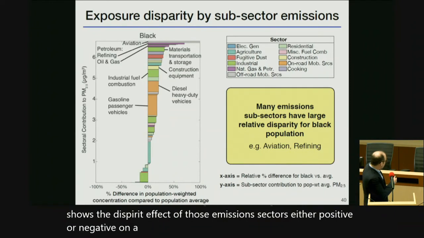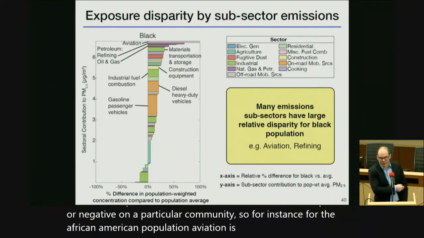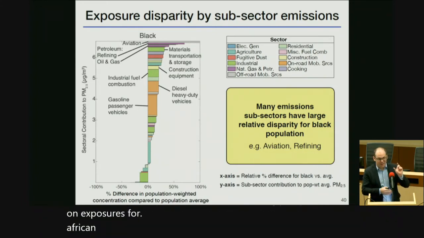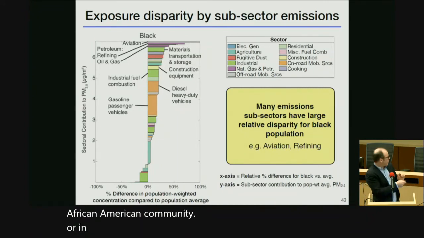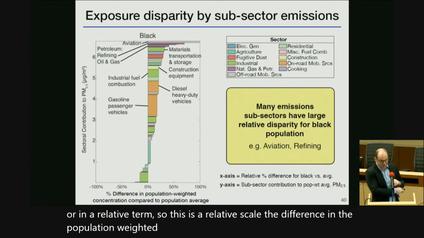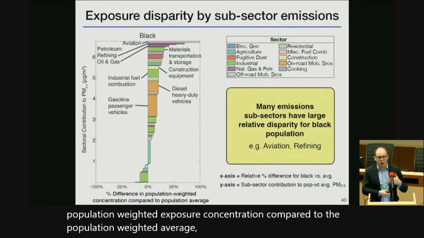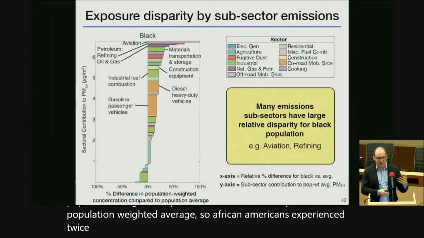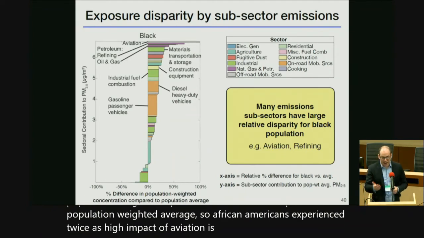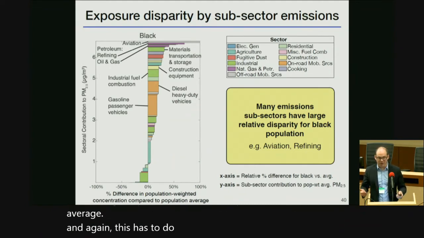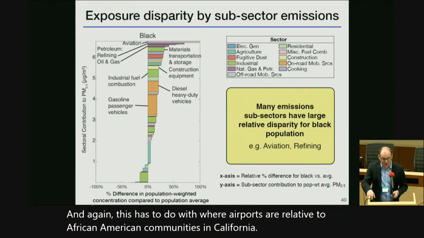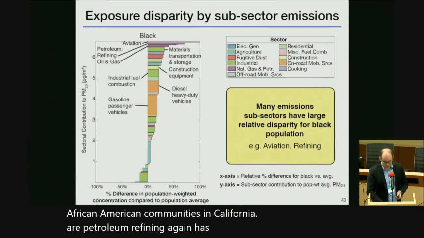So for instance, for the African American population, aviation has a strongly disparate effect on exposures for the African American community in relative terms. So this is a relative scale: the difference in the population-weighted exposure concentration compared to the population-weighted average. African Americans experience twice as high an impact of aviation compared to the statewide average. And again, this has to do with where airports are relative to African American communities in California. Petroleum refining, again, has a highly disparate impact. So this is African American.